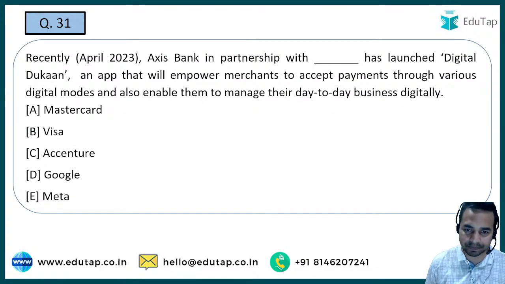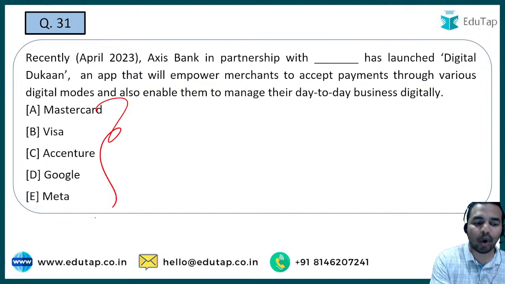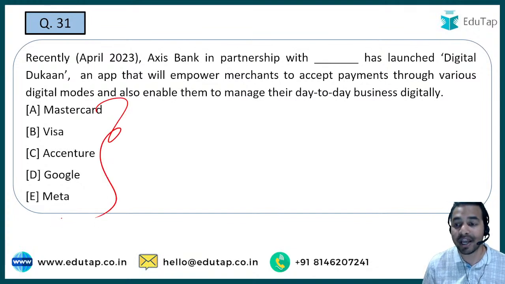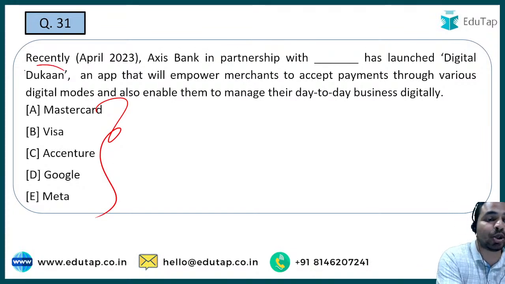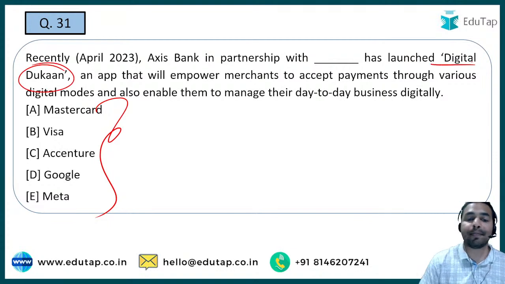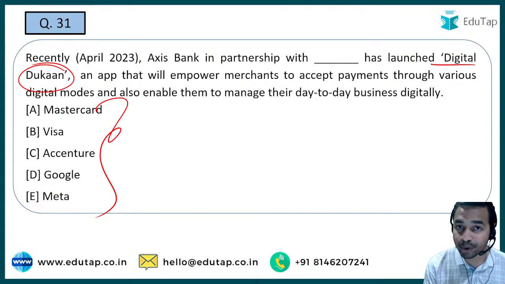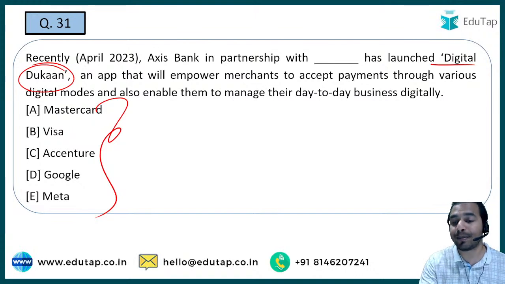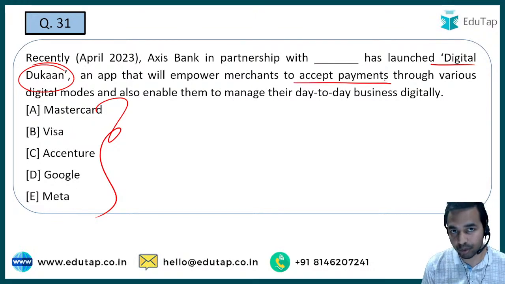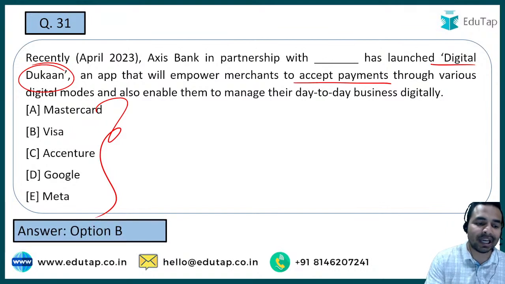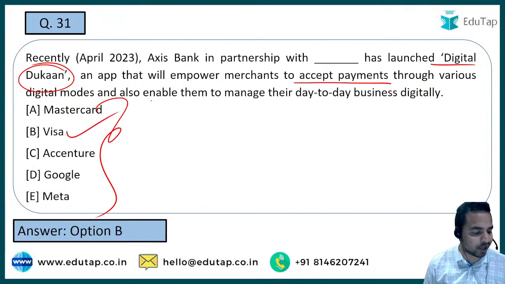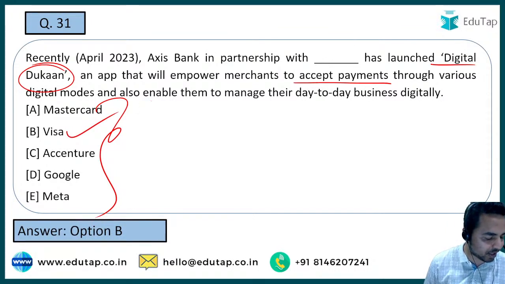Now the next question. Axis Bank has recently partnered with which organization to launch the Digital Dukaan app? Okay, the Digital Dukaan app has been launched here, and this app is going to empower all the merchants through which they will be able to accept payments through various digital modes. So the name of the organization with which Axis Bank has made this partnership is Visa. I hope this is clear to all of you guys, and all the people have given me the right answer to this question.